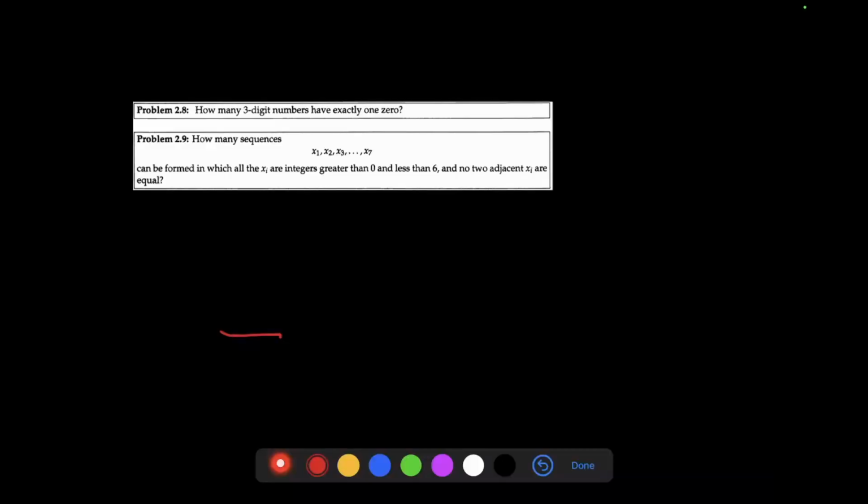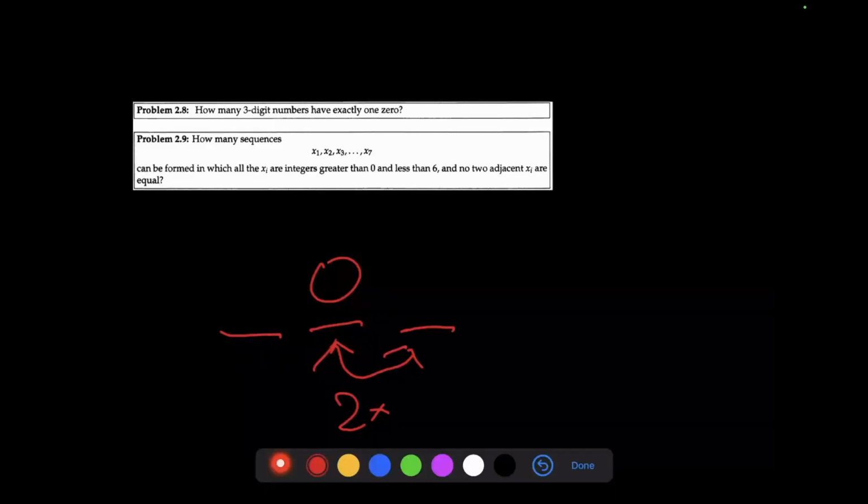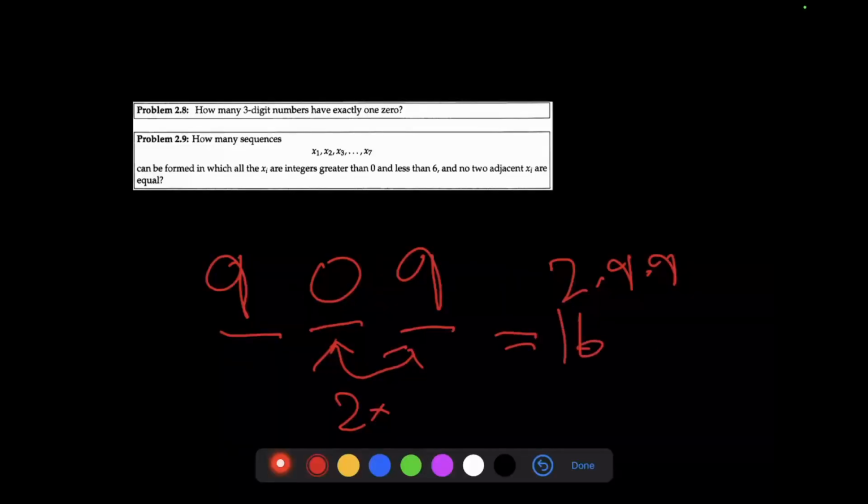We have 3 digits, and the 0 can be in one of these 2 digits. So there's 2 options for the 0. And no matter where the 0 is, you have 9 options for this, and you have 9 options for the other one. So you get 2 times 9 times 9, which is equal to 162. So therefore, there's 162 3-digit numbers that have exactly one 0.